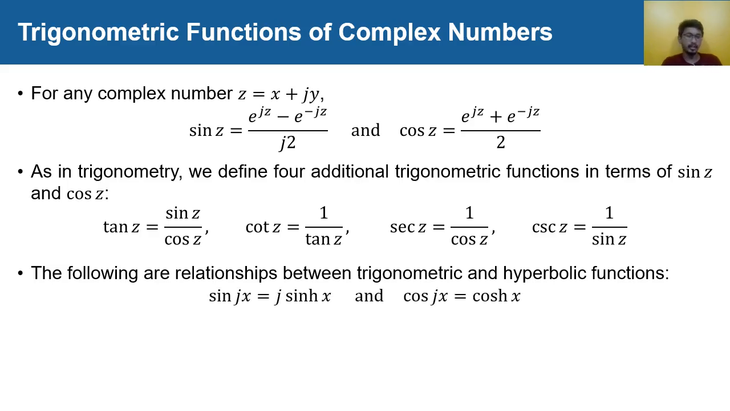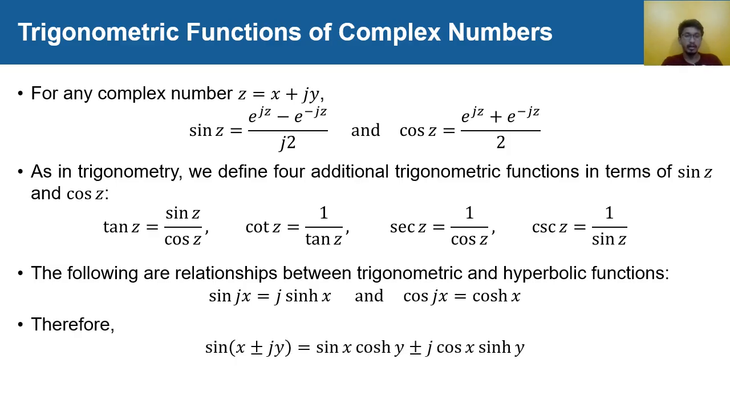The following are relationships between trigonometric and hyperbolic functions. That is, sine jx is equal to j sinh x, and cosine jx is equal to cosh x. So these are the relationships between your trigonometric and hyperbolic functions. So using this definition and using your rules in trigonometry, we now have the following formulas.